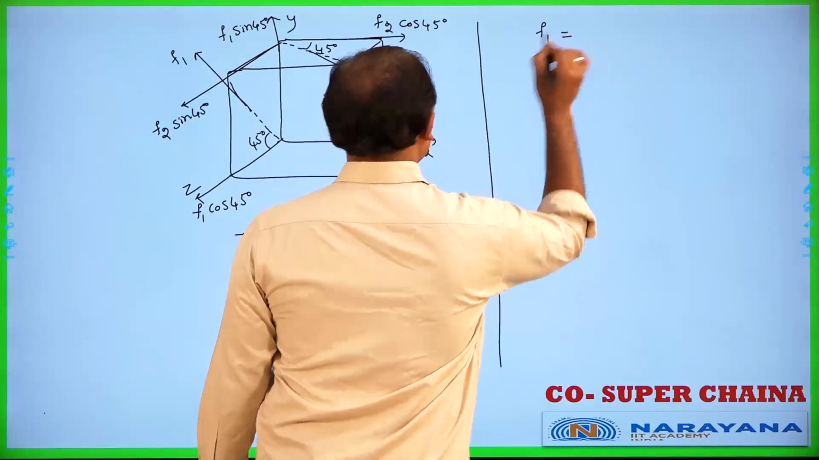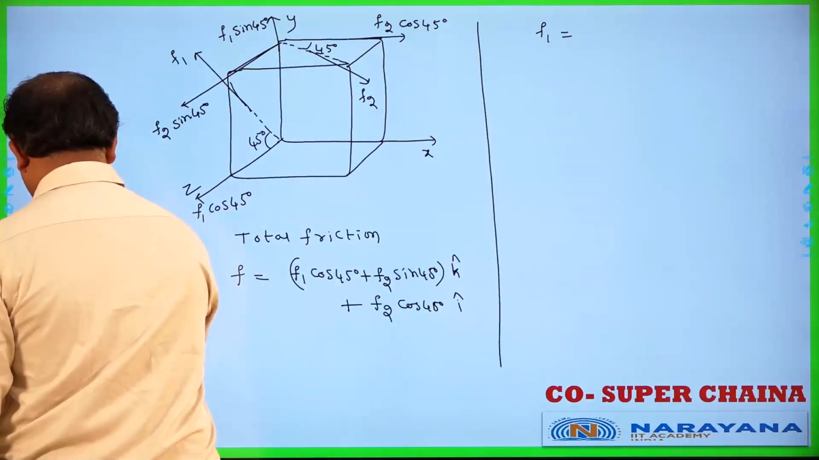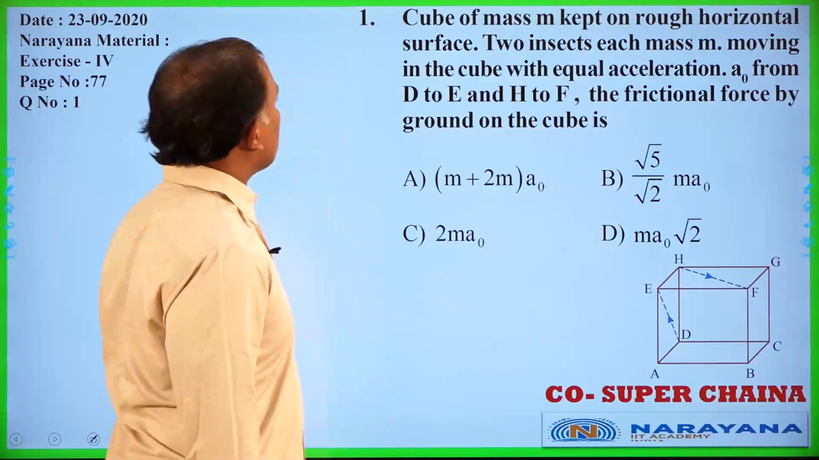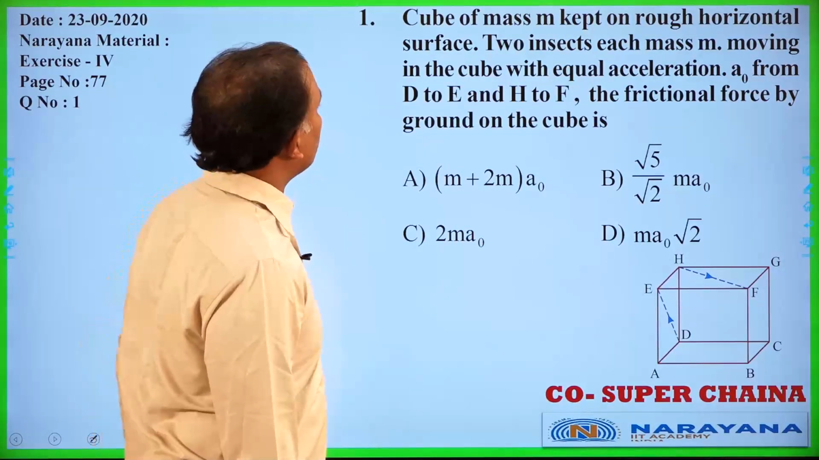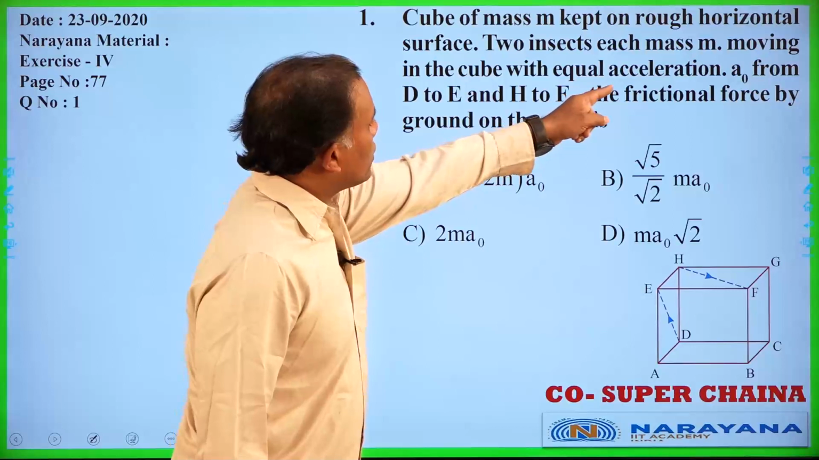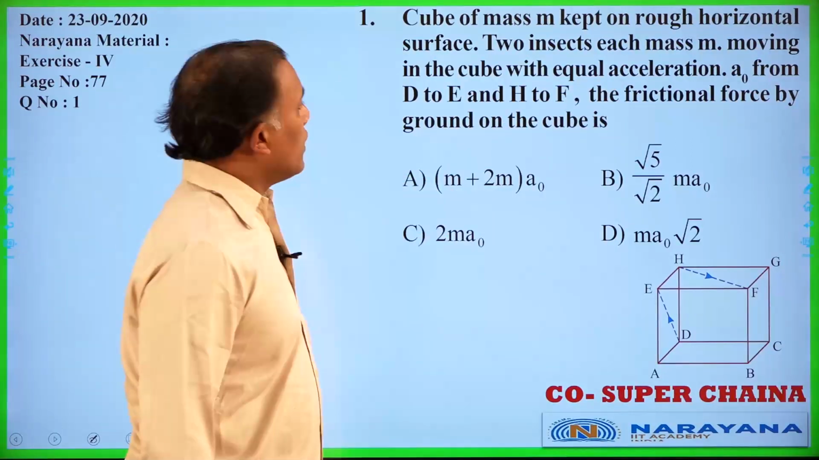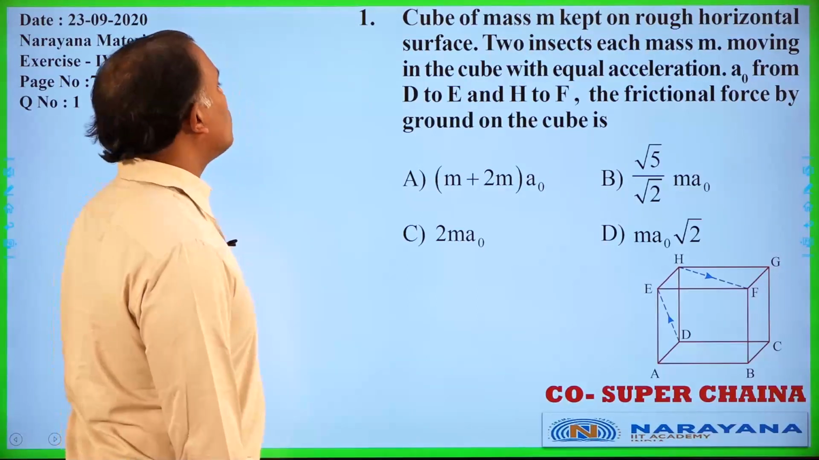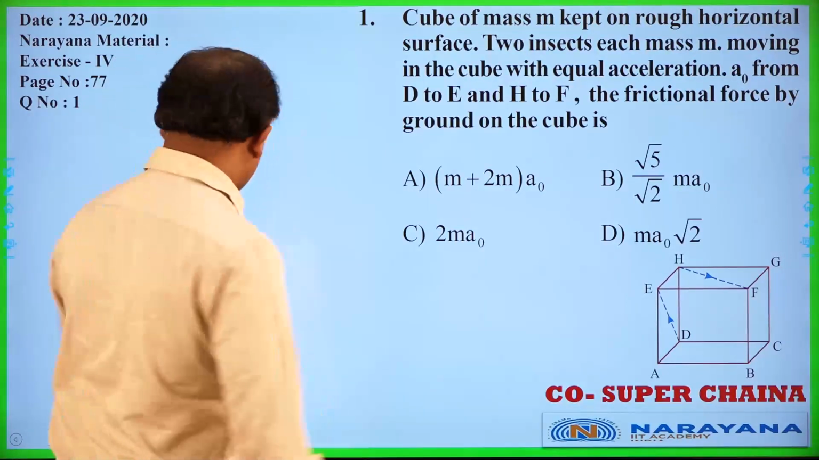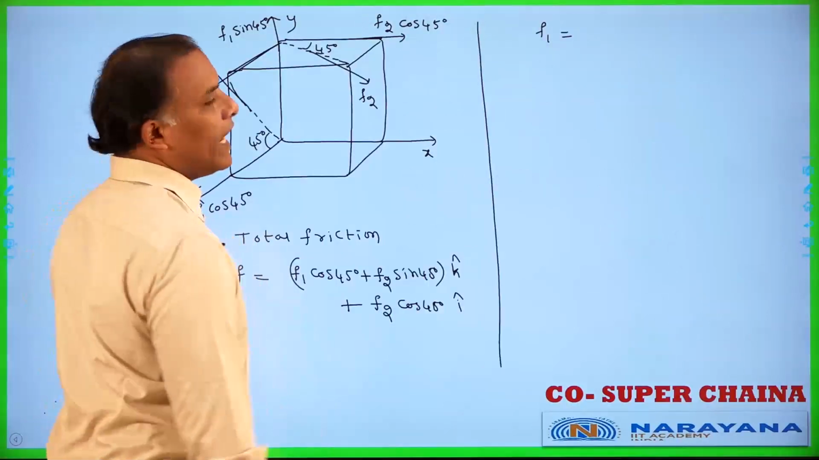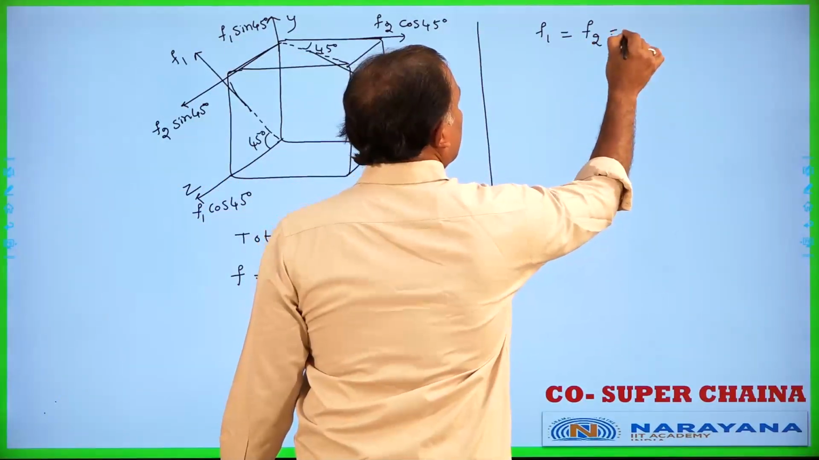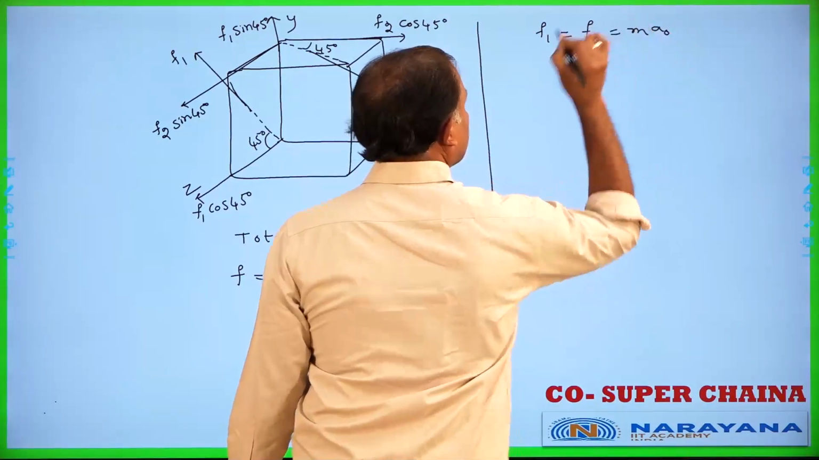Let me take that insect's mass, something else given there. A cube of mass m is kept on a rough horizontal surface, and two insects each of mass m are moving on the cube with equal accelerations a0, from D to E and H to F. The frictional force by the ground on the cube is such that F1 and F2 are nothing but ma0. F1 is equal to F2 is equal to ma0.